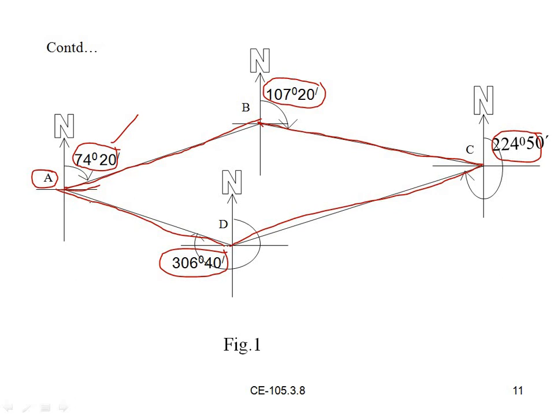So like this, first we have to draw the diagram compulsorily for every question. If you draw the diagram, we can understand how many station points are there, whether it is a closed traverse or open traverse, and how many stations are affected with local attraction. So that can be rectified easily.